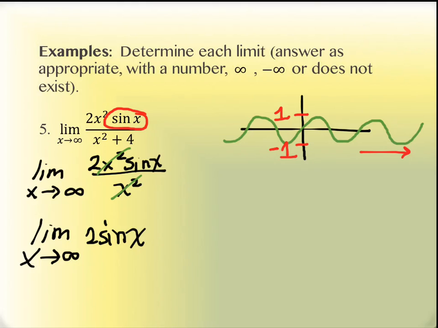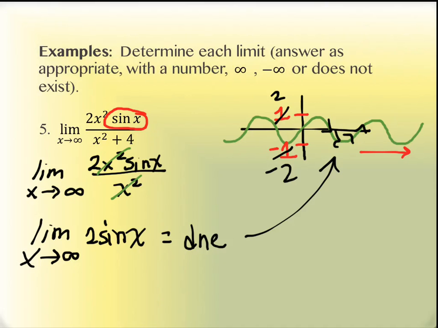This sine of x now bounces back and forth between positive and negative 2. So this limit does not exist. The reason it doesn't exist is because it's going to have the same sort of graph as this one, except that it's going to go up and down between 2 and negative 2. So as we go to the right forever, there is never a value that we approach, because we keep going up and down and up and down and up and down.